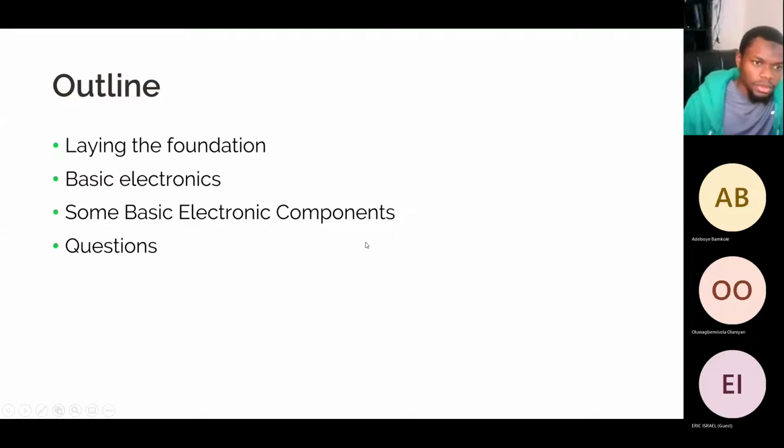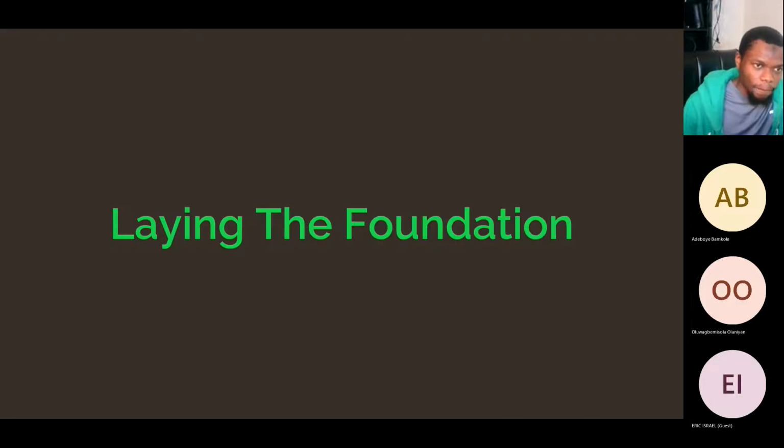For this session, we are going to do an introduction, talk about the foundation, and then talk about some basic electronics theory, and then we also discuss some basic electronic components, and then we just end there. I don't want this session to be too long, and it's not really a practical session anyway, so it shouldn't be super long, and you start getting bored at some point. So let's get started.